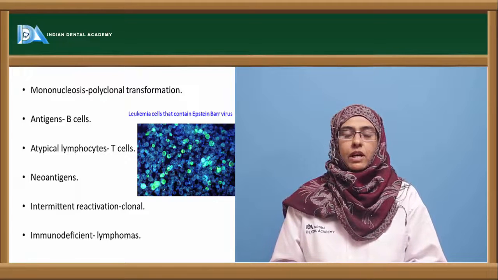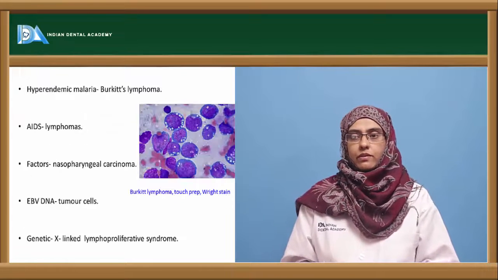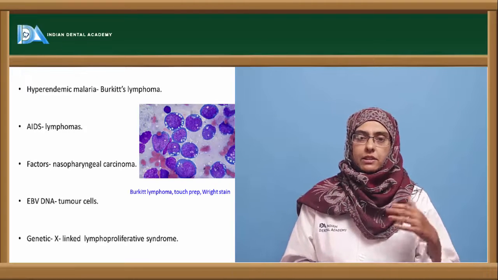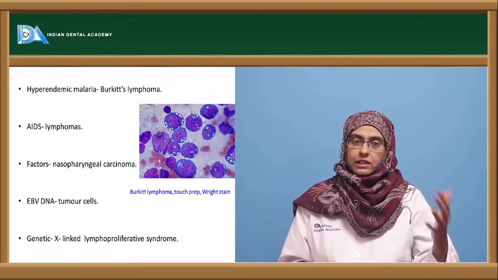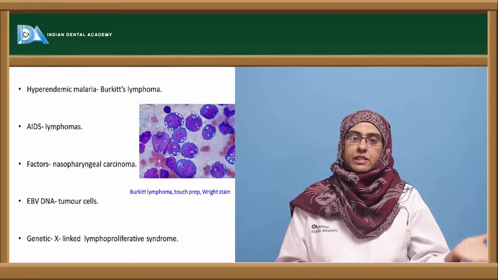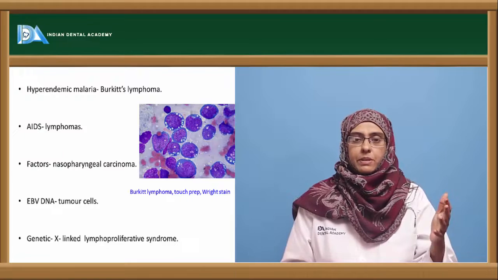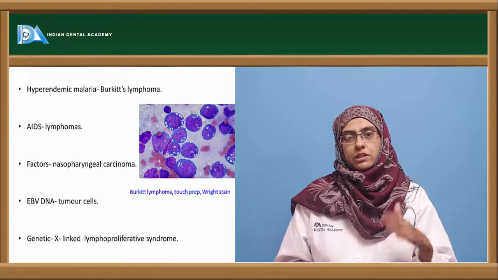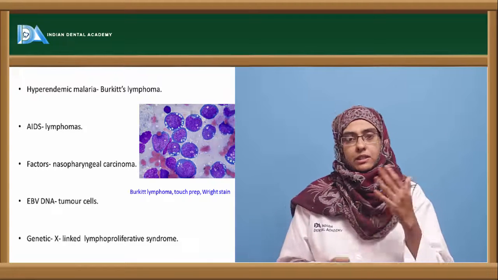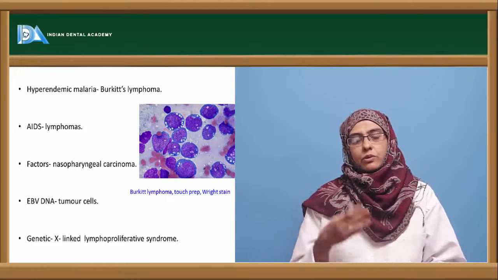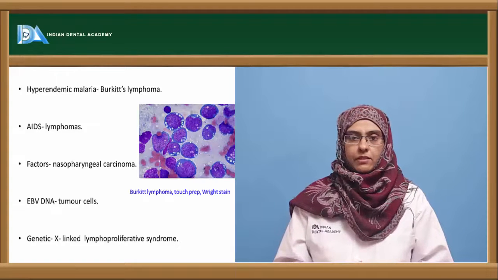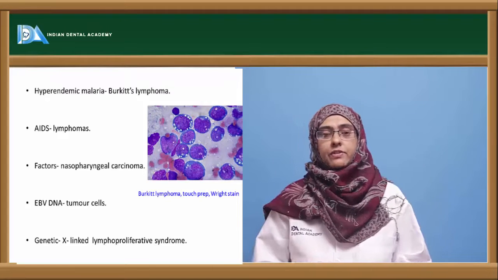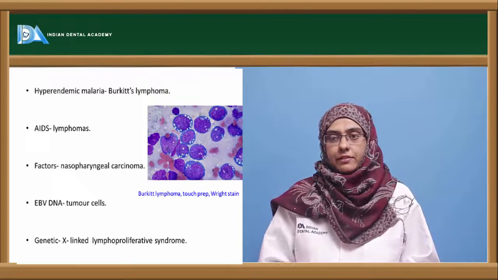Mostly in the case of an immunodeficient person, it can lead to lymphomas. Now in the case of hyperendemic malaria in Africa, the reason behind Burkitt's lymphoma affecting the children is that in these patients, due to the effect of the malaria, the immune system usually comes down. This is the reason that the organism has the ability to attack and cause Burkitt's lymphoma. Nearly half of the lymphomas seen in various individuals are because of this EB viral infection.